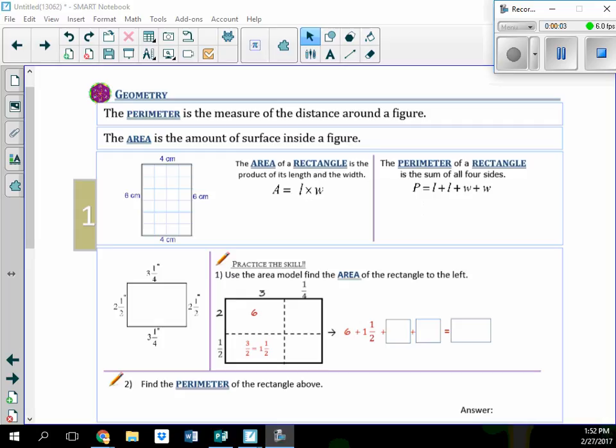Okay, so we are going to start our note catcher about geometry. And we talked a little bit about this on Friday. You also talked a lot about these concepts in elementary school. So two words that I hope are familiar to you are perimeter and area. And just to jog your memory, perimeter talks about the distance around something.